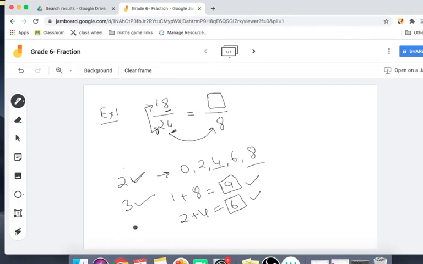If we go ahead, we know that it is not divisible by 4, it is not divisible by 5, it is not divisible by, oh sorry, it is divisible by 6. It is not divisible by 7.